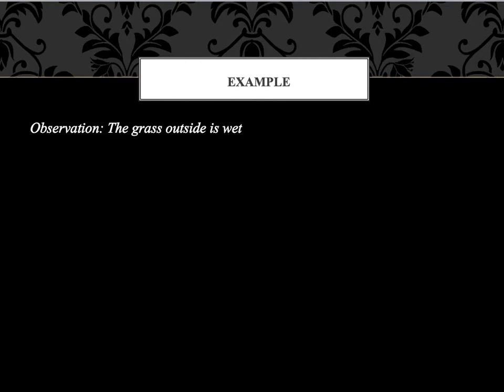So here's an example of an observation. You get up in the morning and the grass outside is wet. So make an inference, just one inference, about what happened. Pause the video and give this a shot, then resume it. Remember, this is based upon your prior knowledge, your thoughts, and so your inference might be different than mine, might be different than someone else's.